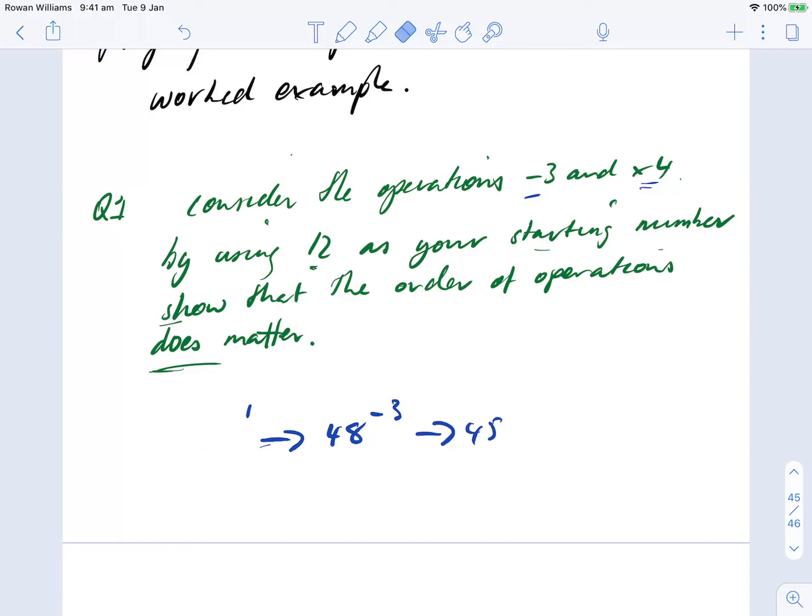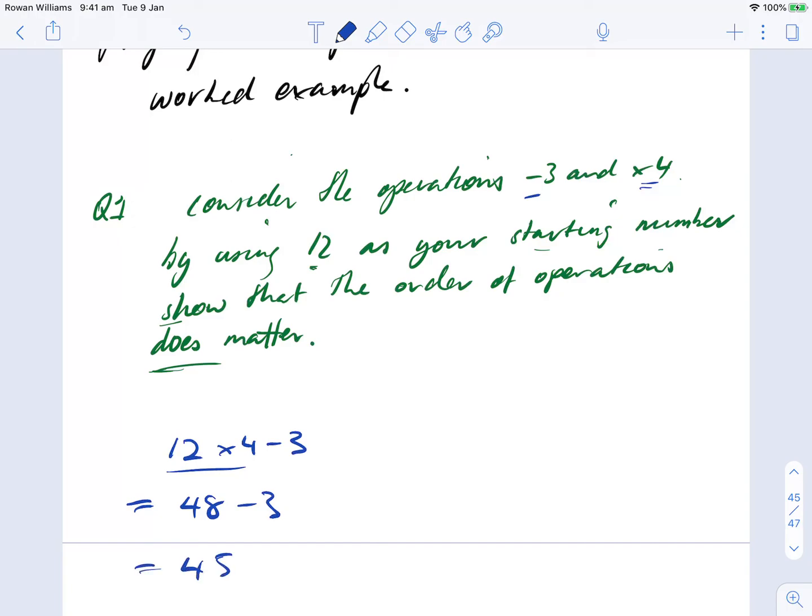And if I was to write that out a little bit neater, then I would do 12 times 4 minus 3. And then I'm going to show that I did this step first by going 48 minus 3. And then I'm going to show that my next step is to minus that. So you could do it that way, and then you can have the other way that you did it, where you went 12 minus 3 times 4 equals 9 times 4 equals 36. So that would be showing it one way, showing it the other way.